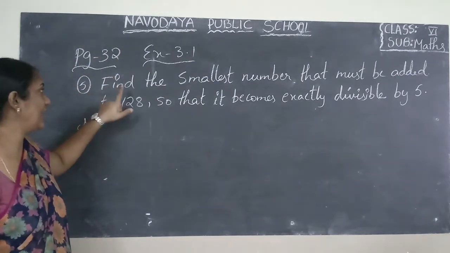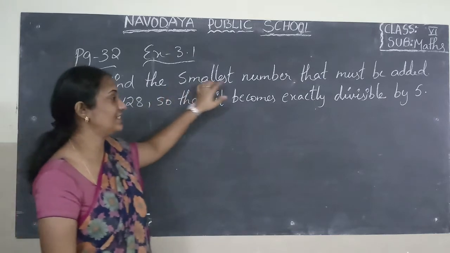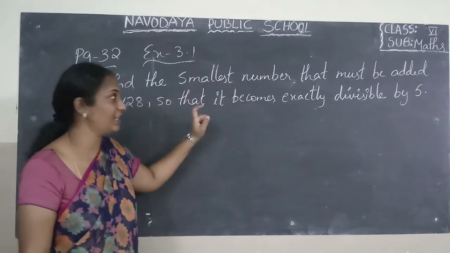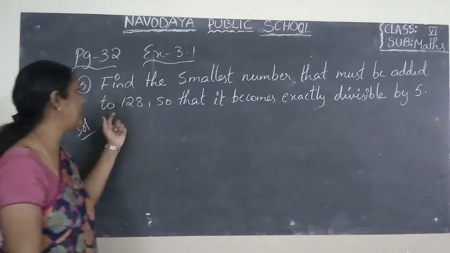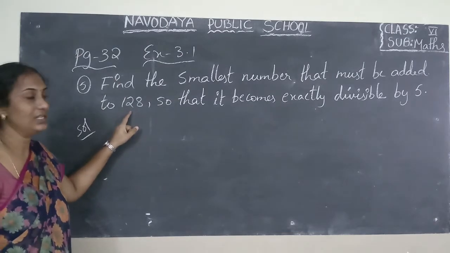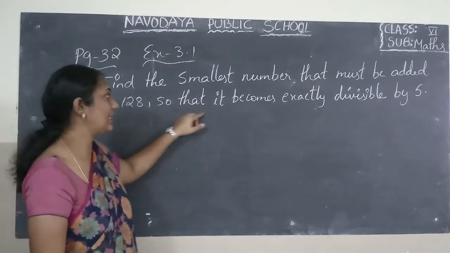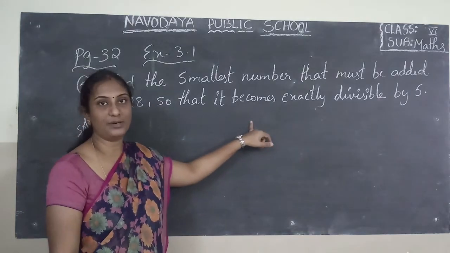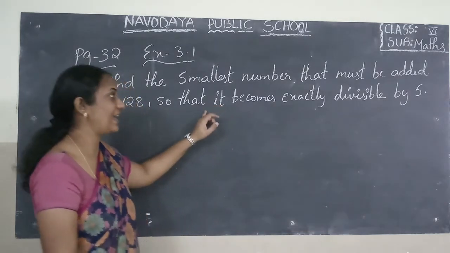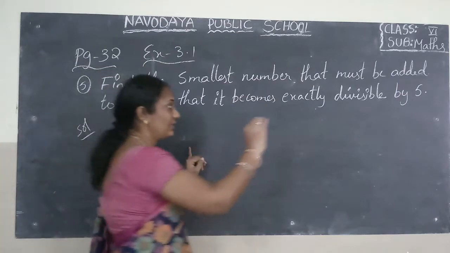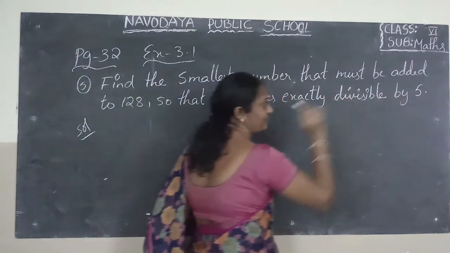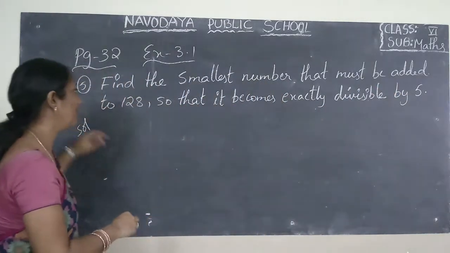What is the question they have given? Find the smallest number that must be added to 128 so that it becomes exactly divisible by 5. "Must be exactly" means it must be divisible by 5. Okay, see now what they have given.